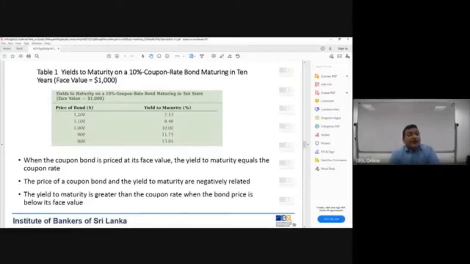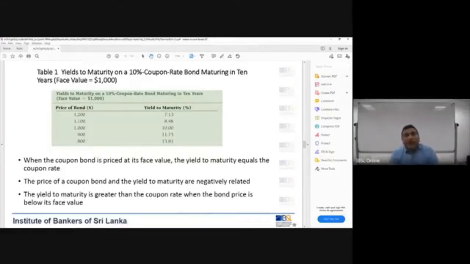See the price, 800, 900, 1,000, 1,100, 1,200. What happens to the yield to maturity? 13.8, 11.7, 10, 8.4, 7.1. Prices are increasing, yield to maturity are decreasing. Negative relationship. From 1,200 to 800, if you look at it from the top to bottom, the price side, prices are decreasing. Yield to maturity are increasing, 7.13 to 13.81. Negative relationship. Always the price of a bond and its yield to maturity are negatively related.